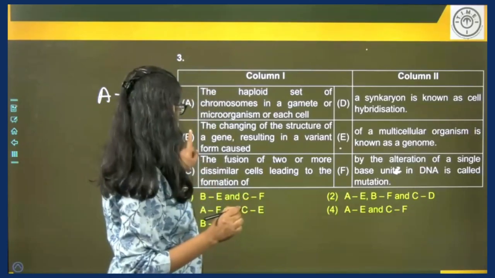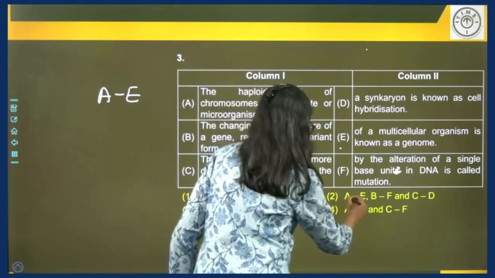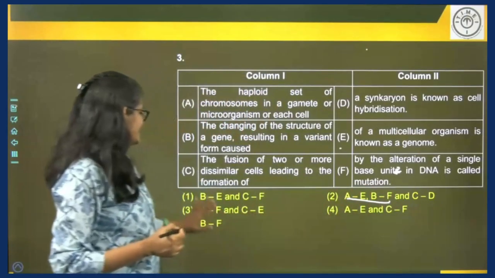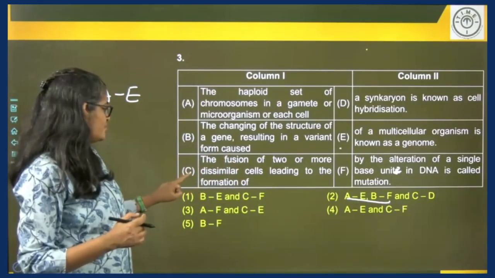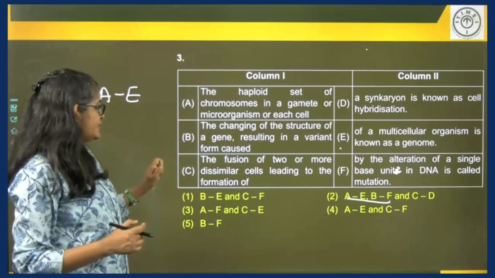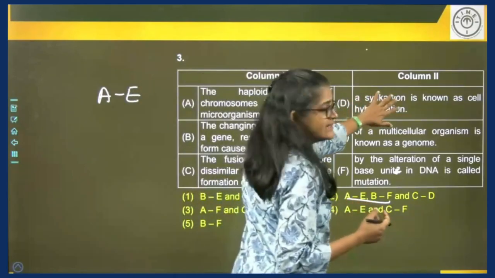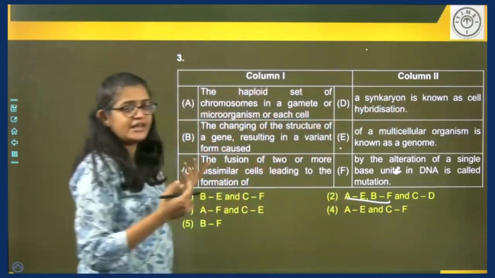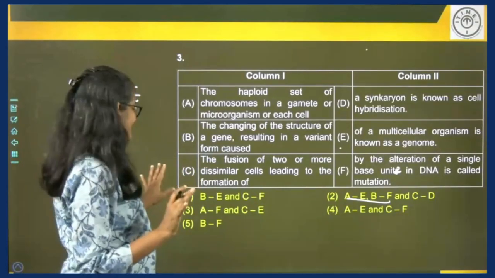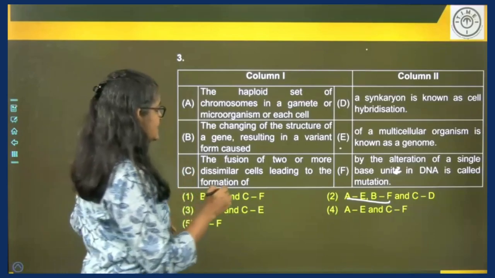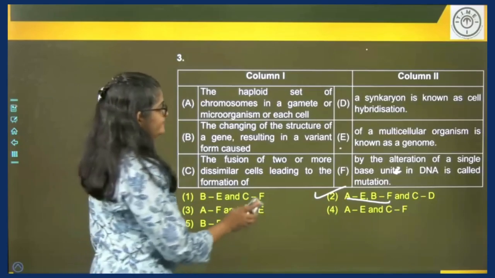Okay. So, we have B and F. Already we see A, E, B, F. Now, C and D, let us check. The fusion of two or more dissimilar cells leading to the formation of something, right? Formation of a synkaryon is known as cell hybridization. You don't need to know what a synkaryon is. You just need to understand the structure. So, we have C and D also. Hence, 2 is the answer.